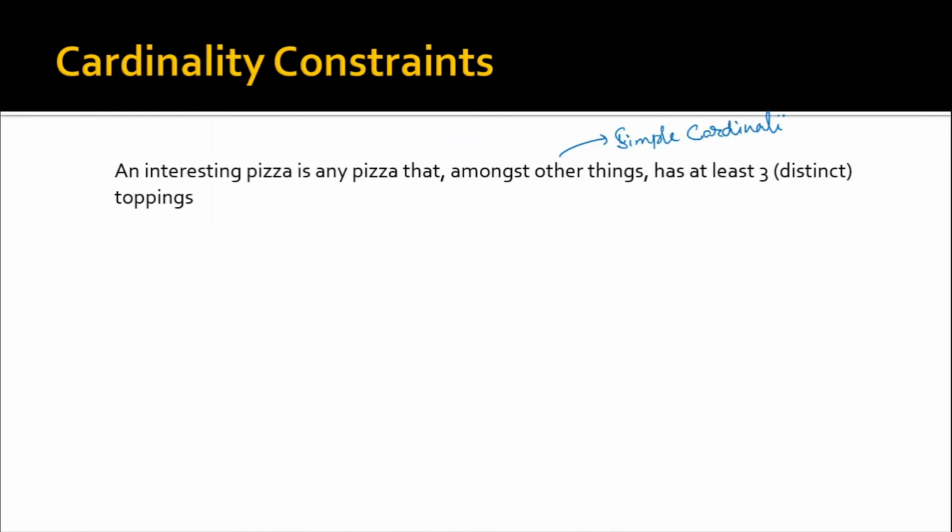Simple cardinality, which does not have one class expression as the restriction class. So that is not there. If we had that kind of thing, it would be called qualified cardinality. So here we are talking about only simple cardinality. So how do we represent this? We have an equivalent class definition.